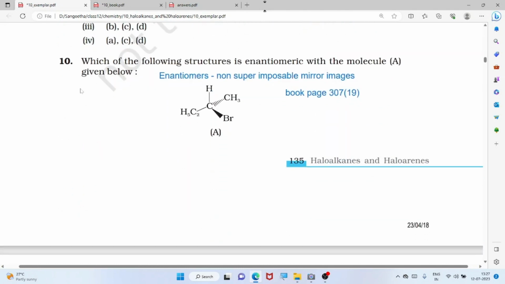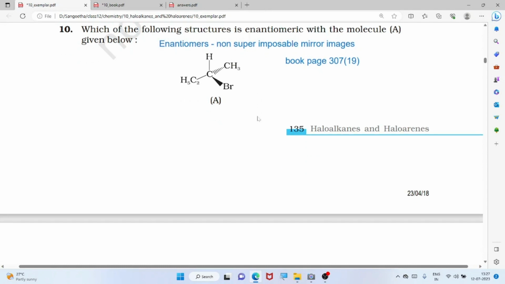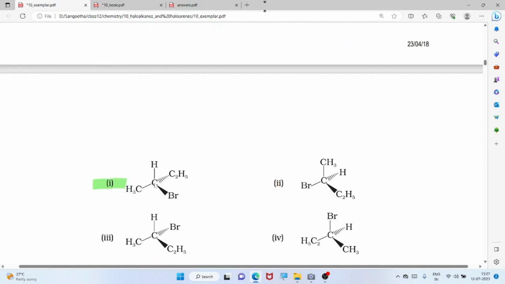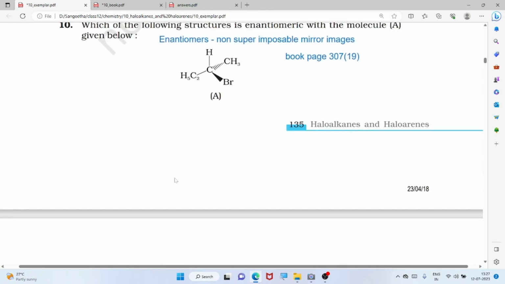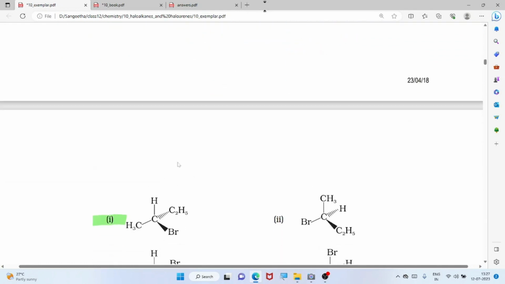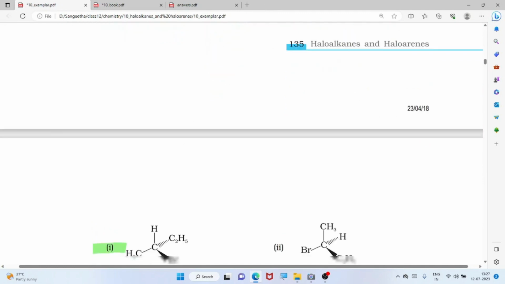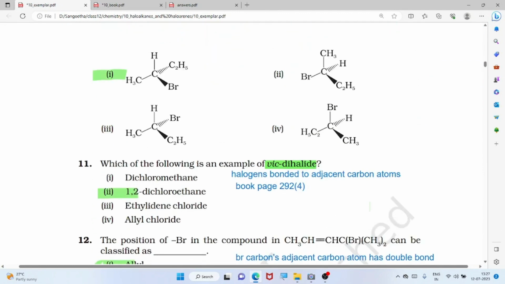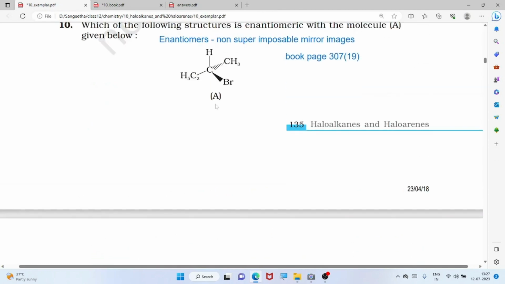Which of the following structures are enantiomers? The mirror image is not superimposable with the original image. Enantiomers are non-superimposable mirror images. So here this is not superimposable. The mirror image of this is not superimposable with this. The other structures are not mirror images of A.